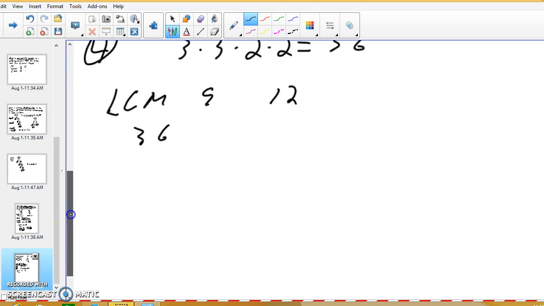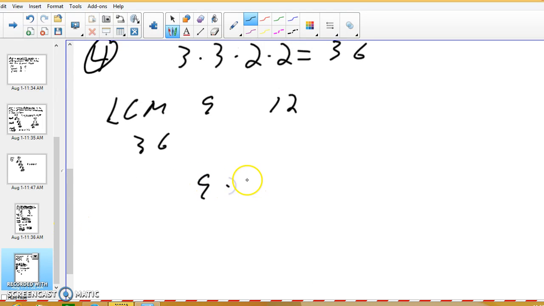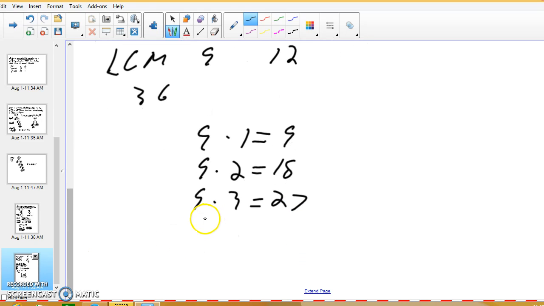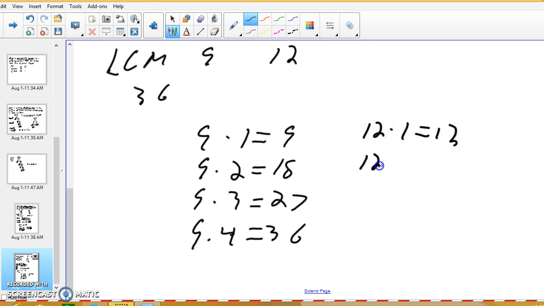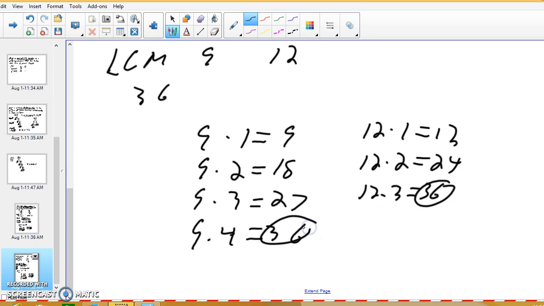Again, we can confirm that: 9 times 1 is 9, times 2 is 18, times 3 is 27, 9 times 4 is 36. 12 times 1 is 12, 12 times 2 is 24, 12 times 3 is 36. So, right there, again, we verified that the least common multiple of 9 and 12 is the number 36.